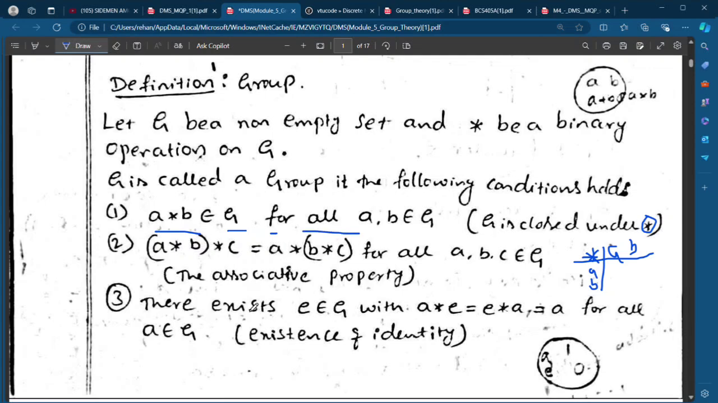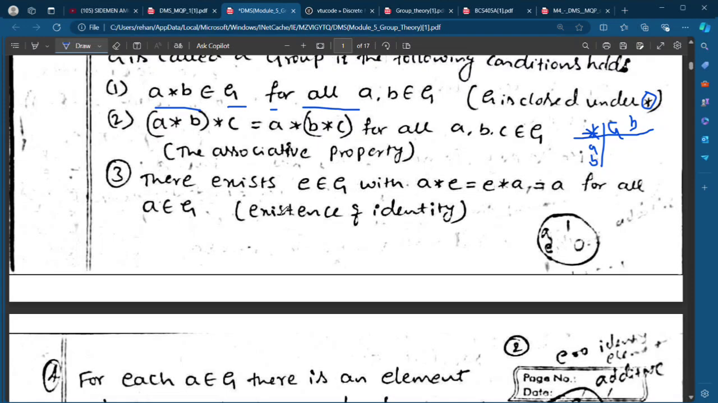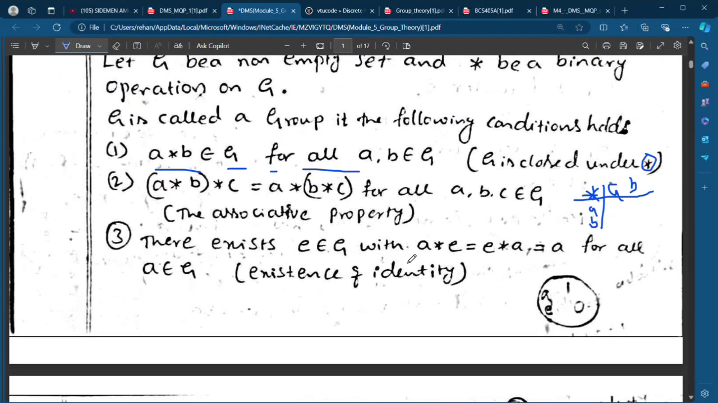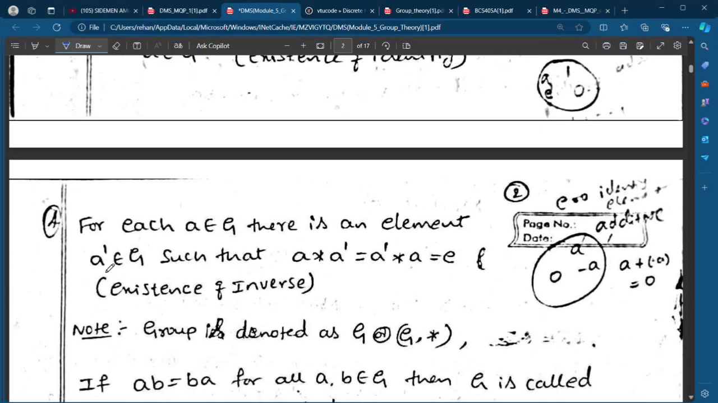Then you should also have that there exists E belonging to G where A into E is equal to E into A is equal to A. This is nothing but E being the identity element. If I multiply E with anything, that thing itself will be my answer. Then for each A belonging to G, there is an element A inverse belonging to G such that A into A inverse equals A inverse into A, which gives me the identity element.